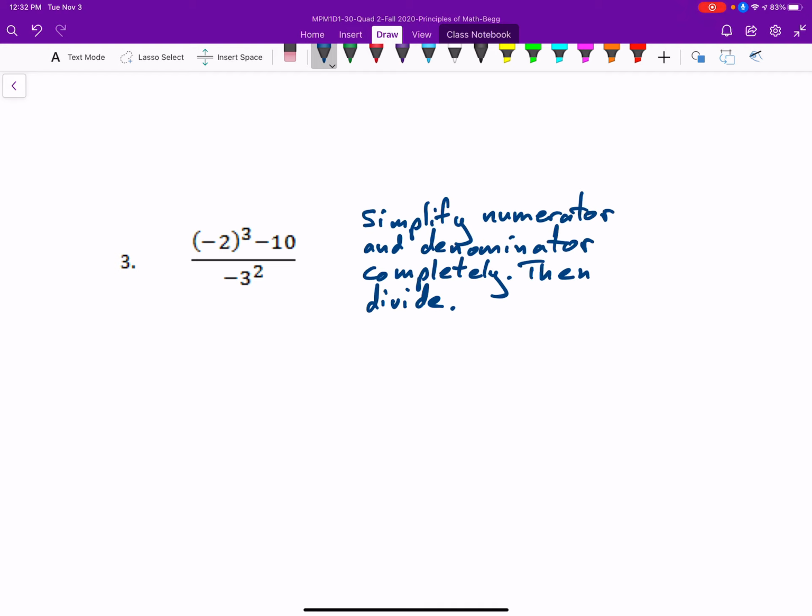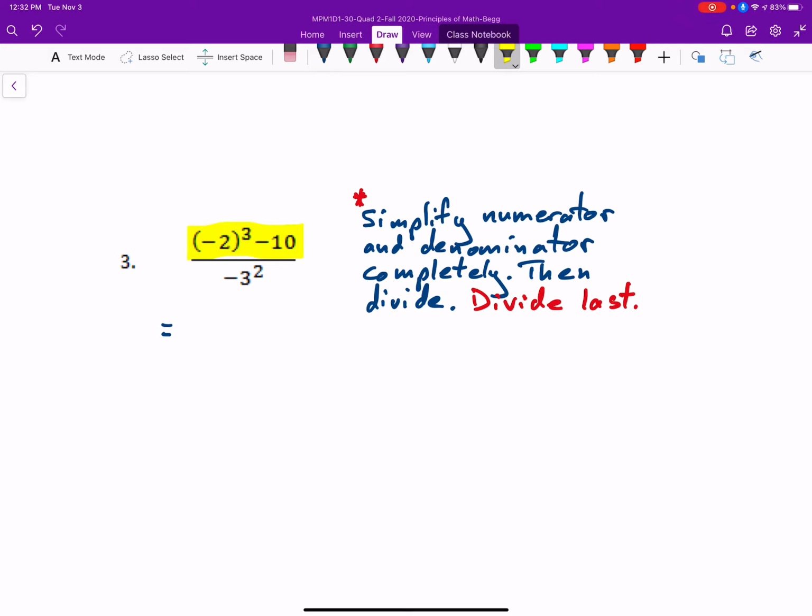And here's an important tip for questions that look like this. Simplify the numerator and the denominator completely, then divide. So dividing comes last, in other words, when it's set up like a fraction. That's our last step. So the numerator is the top of the fraction in case you forgot, and denominator is the bottom. But I'm still going to follow order of operations.